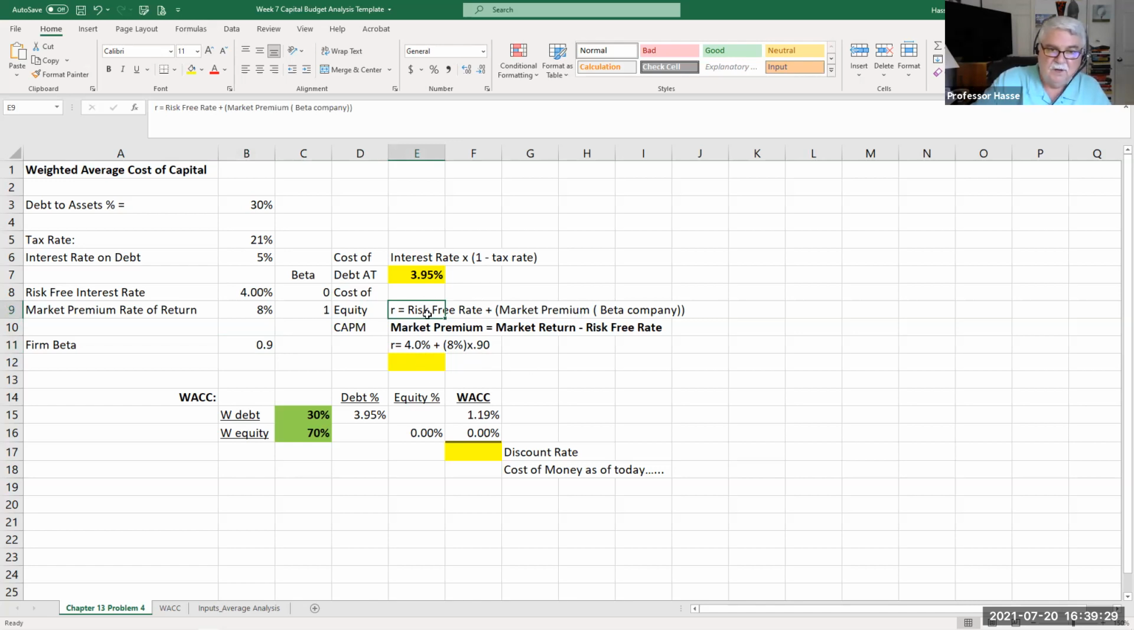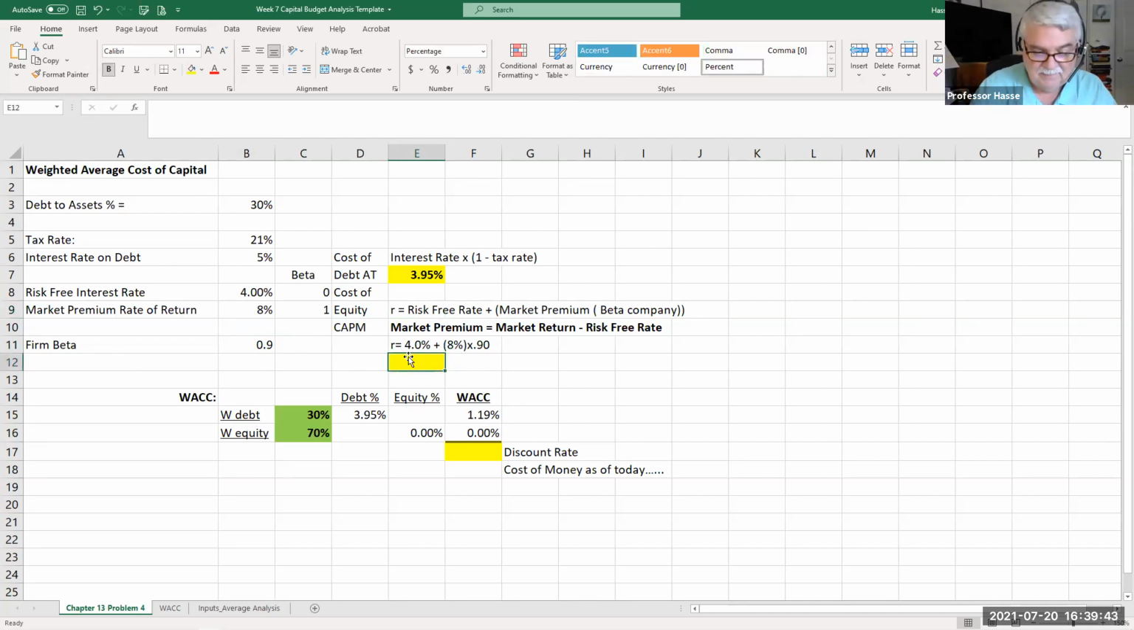So in this case, our risk-free rate is 4%. Our market premium is 8%, and we multiply that 8% times the beta of this company, 0.9, and now we'll get our capital asset pricing model. So let's do that. Equals, and I'll put this in parentheses, 0.04 plus, parentheses, 0.08 times 0.9, that's the beta. Let's put that in another parentheses there.